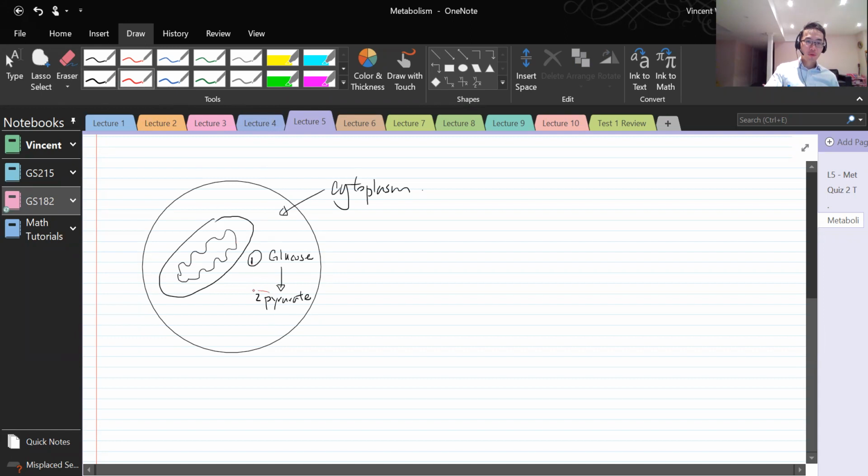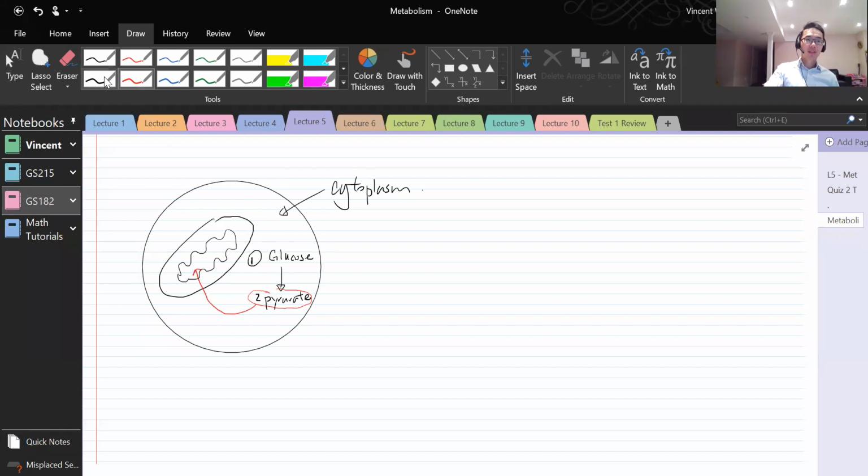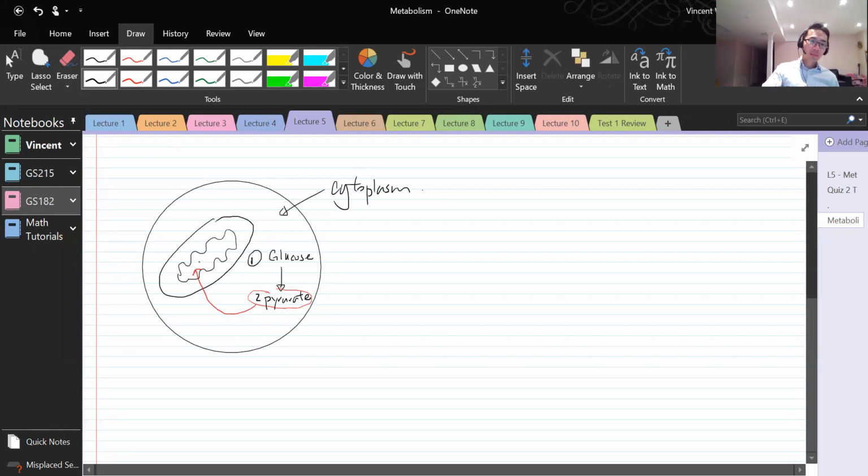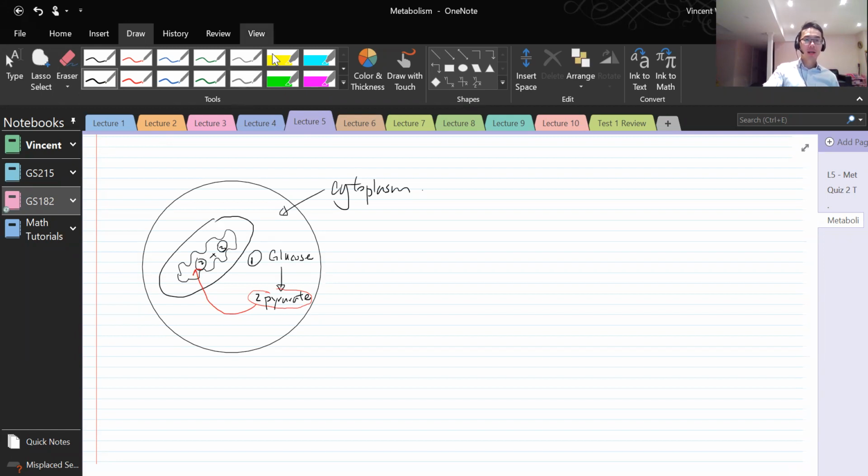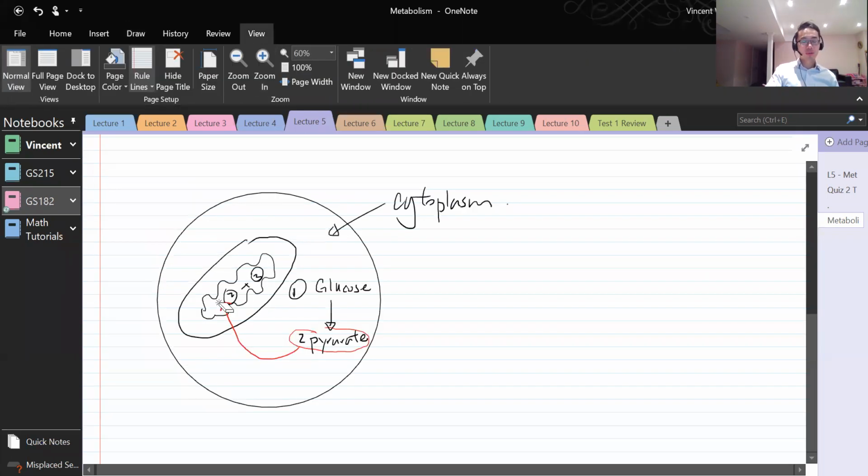And then the 2 pyruvate will go into the matrix. So in the matrix, steps 2 and 3 will happen. The pyruvate oxidation will happen in the matrix. The Krebs cycle will also happen in the matrix. And finally, the ETC, the electron transport chain, will happen in the cristae. Remember the foldings? That's called the cristae, right?